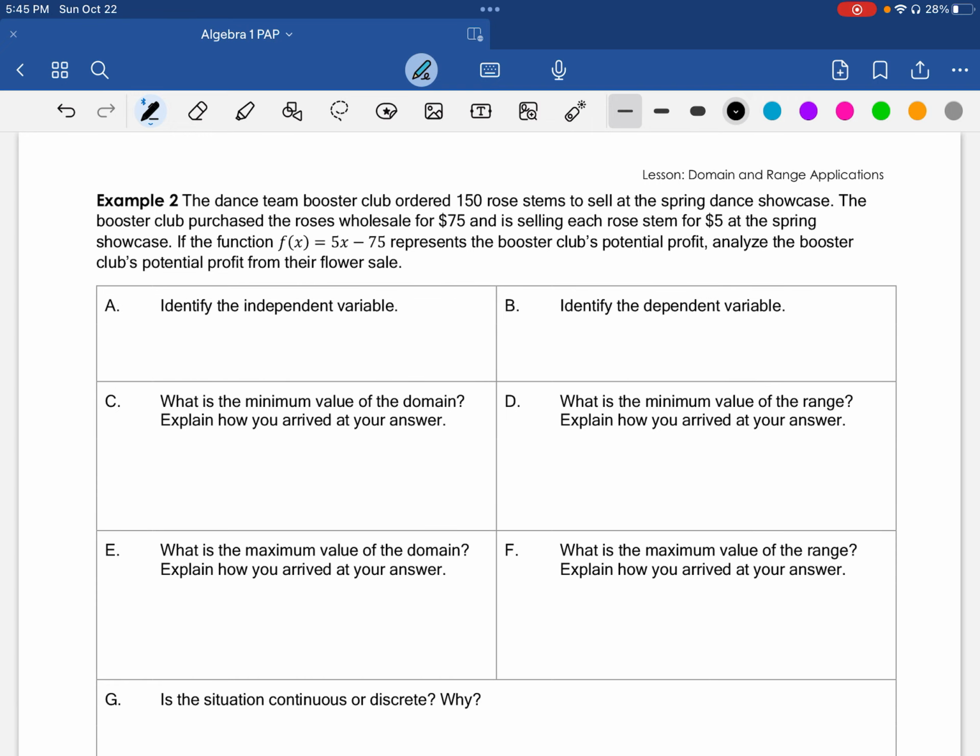The Dance Team Booster Club ordered 150 rose stems to sell at the Spring Dance Showcase. The Booster Club purchased the roses wholesale for $75 and is selling each rose stem for $5 at the Spring Showcase. Here is my function. I'm going to go ahead and grab my highlighter and highlight that. 5x, how much I'm selling them for, minus the $75 that I paid for them, represents the Booster Club's potential profit. So here's my potential profit.